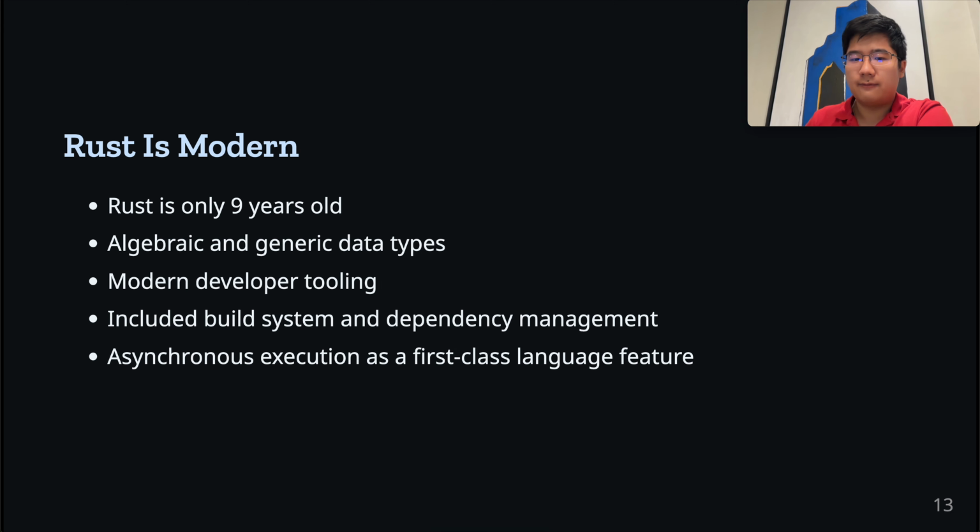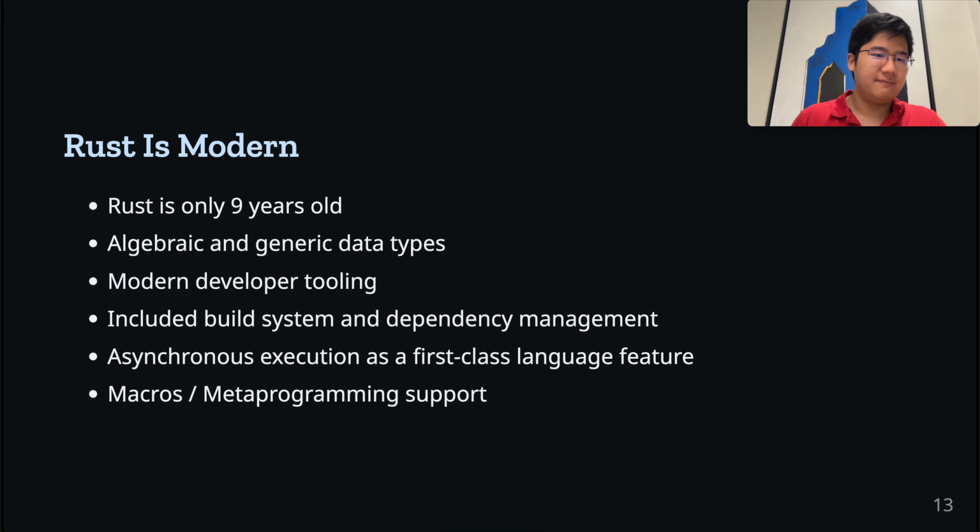Asynchronous execution is a first-class language feature in Rust. So what do we mean by that? If you've ever worked with async await in JavaScript, that's a whole black hole of discussion to have there, but it's not super pretty. In Rust, it's hard, but it's explicit and quite good, honestly.